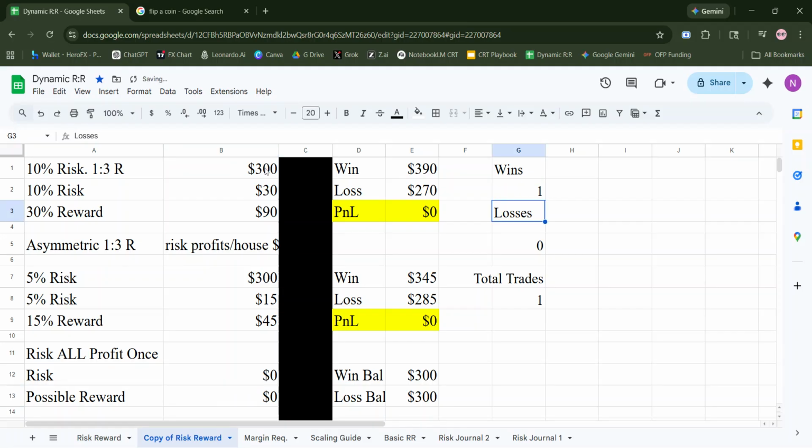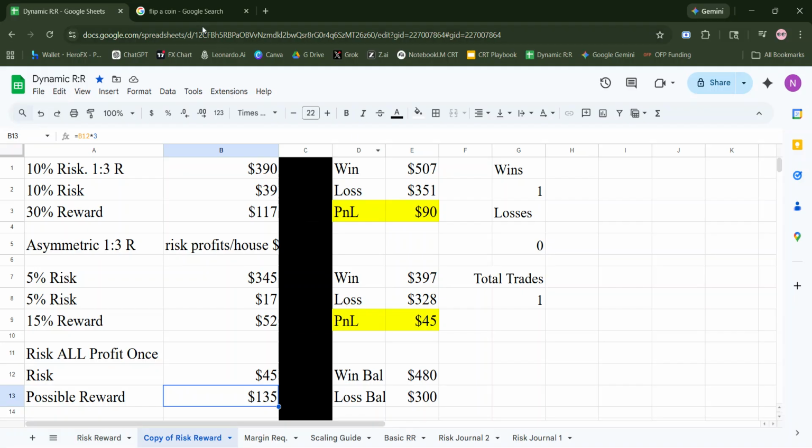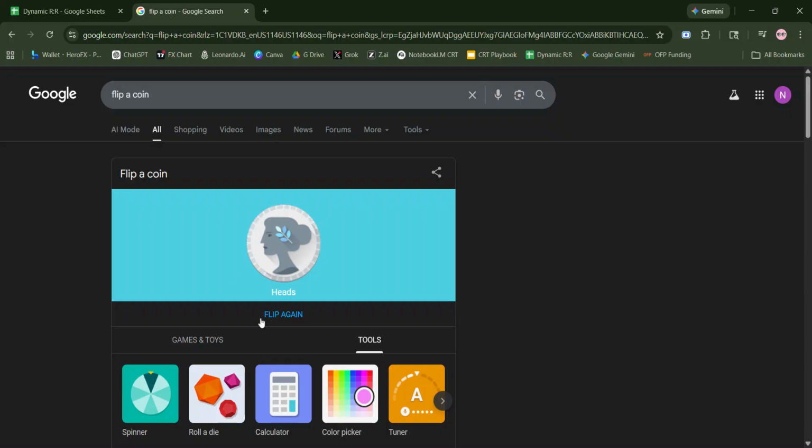Nine more to go. Up here, if we risk our 3 to 1, our new balance is going to be 390. And down here, our new balance is going to be 345. But remember what I just said, we're going to risk all the profits, asymmetric compounding. So if this trade hits, then the new balance will be 480, and up here, the new balance will be 507. That's how it's going to look. So let's go ahead and flip and see what happens.